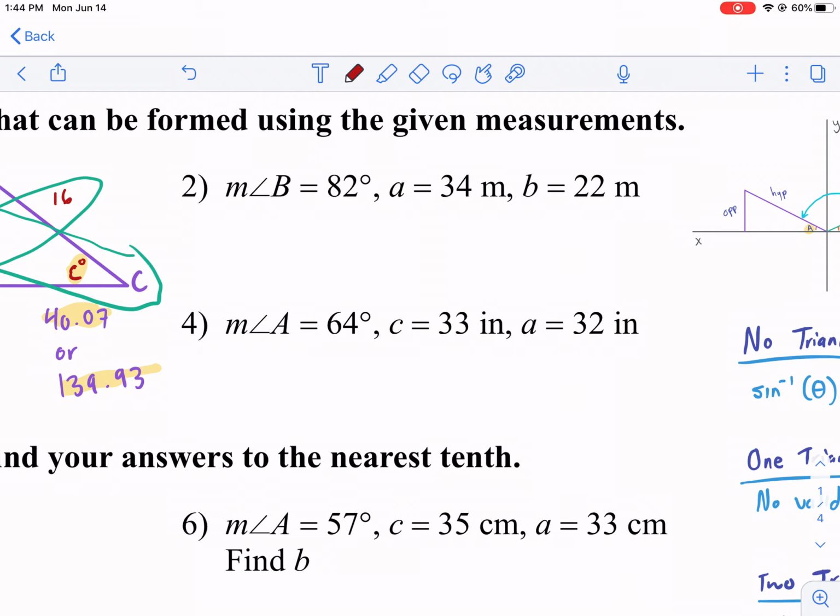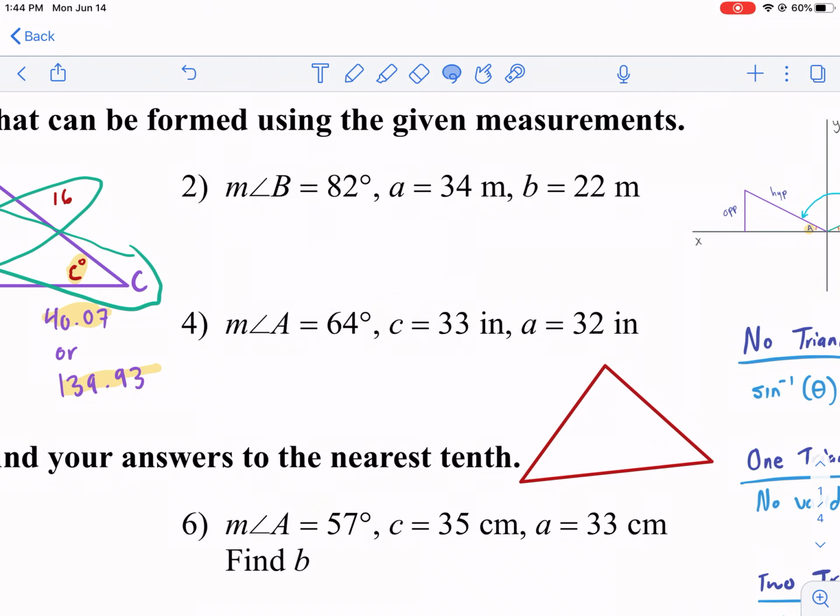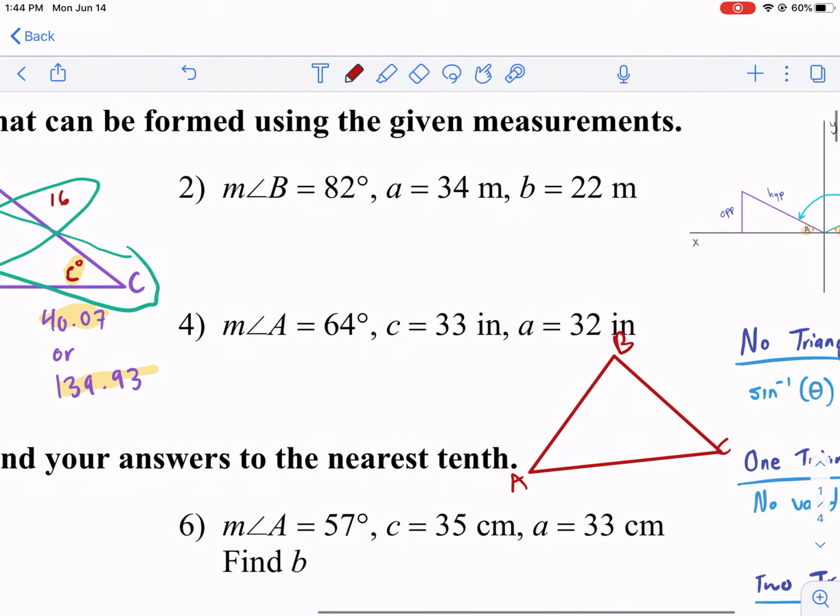All right, so I'm going to draw the shape first. Okay, there's my shape. I'm actually going to do number 4 instead, just because there's a little bit more room for number 4. I'm going to put my triangle here, and I'm going to call this one A, B, C. So that means this is 64, C opposite 33, and 32. So they gave us a similar case for number 4.